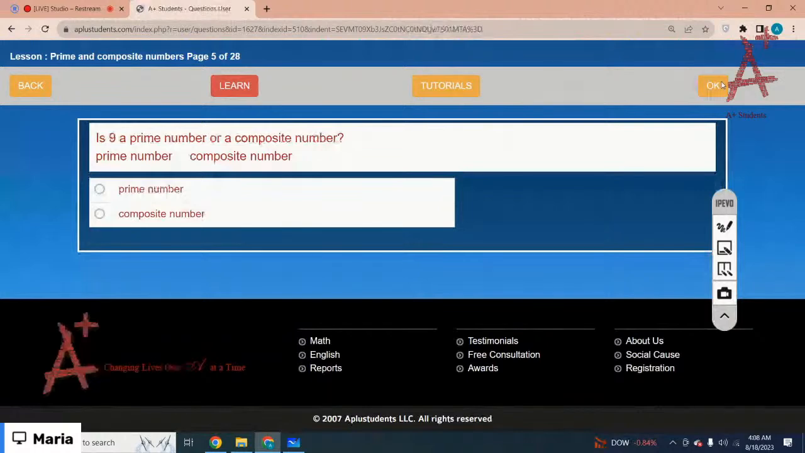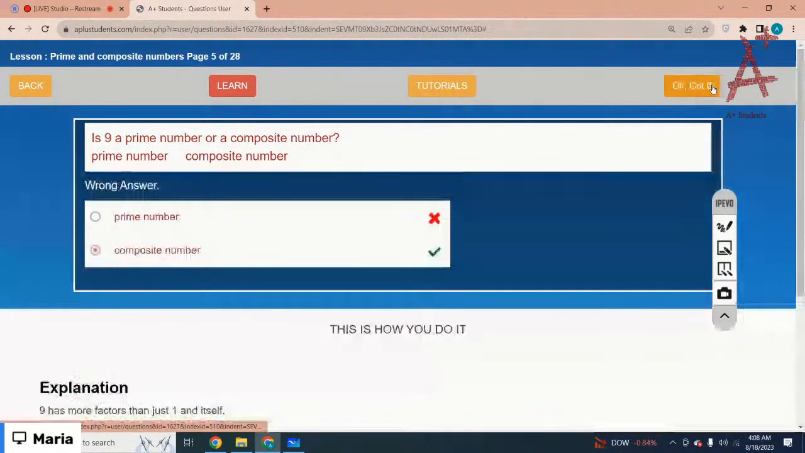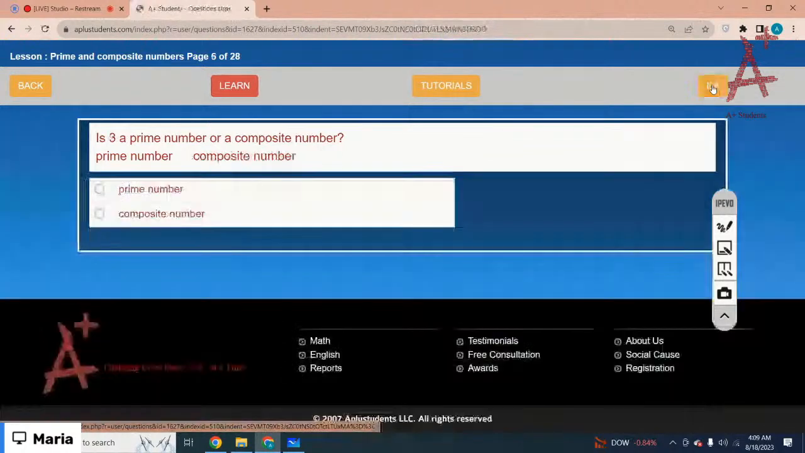Is 9 a prime number or a composite number? Which is the correct option? Oh, sorry, 9 is a composite number. Sorry. 3 times 3 is 9. Yes, it is composite. My mistake.